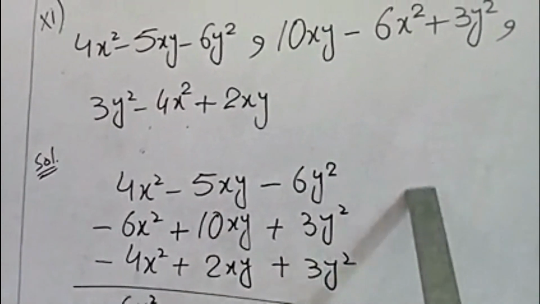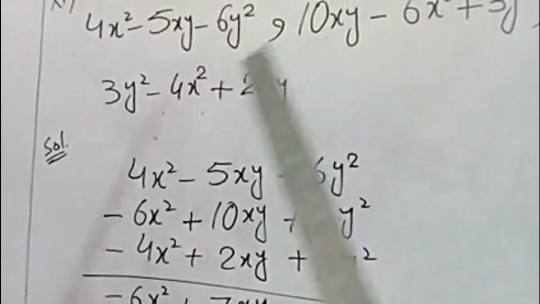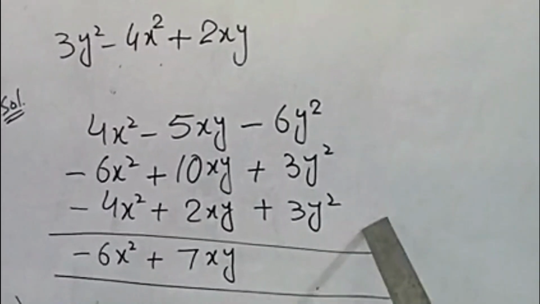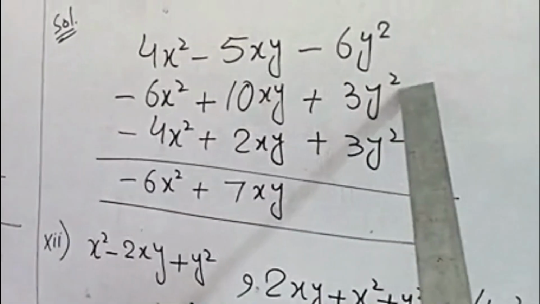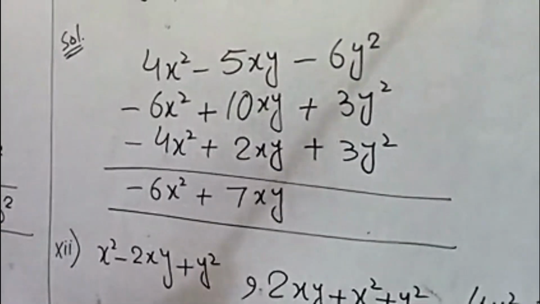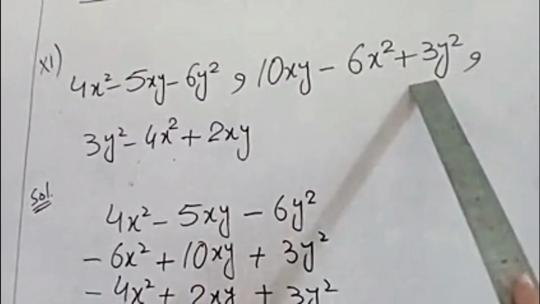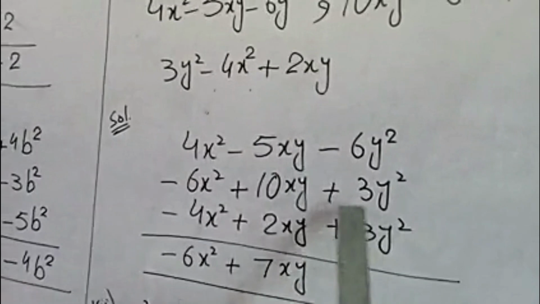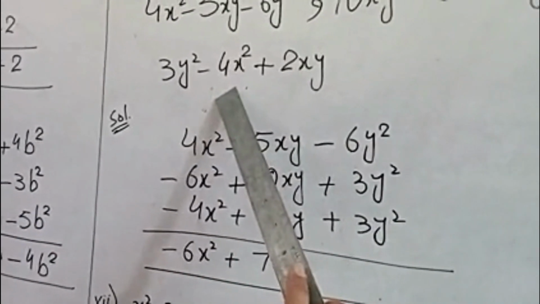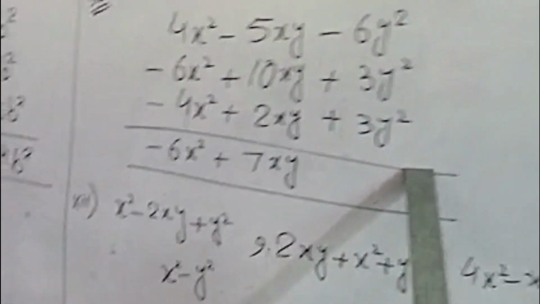First of all, we write it in vertical position, and we write in such a way that we write similar terms or like terms in the same positions. So first of all, the first expression: 4x square minus 5xy minus 6y square. In the second expression, we align similar terms. Minus 6x square first, then 10xy second, and then 3y square. So write here minus 6x square plus 10xy plus 3y square. Similarly, from the third expression, write first 4x square with minus sign, then 2xy, and then 3y square.